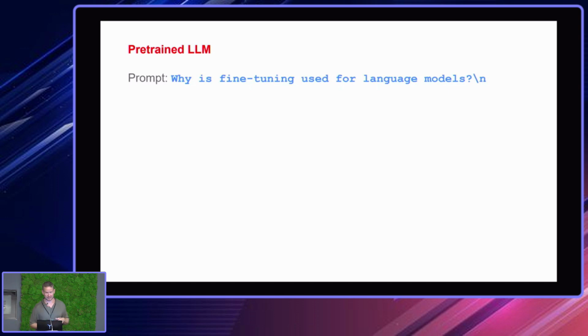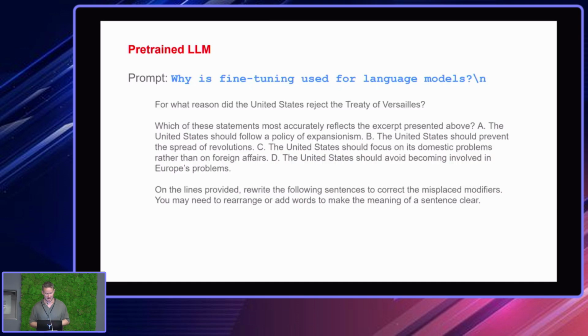Okay, but the concept of pre-training language models, I think, is pretty stable and important. So just yesterday I took a pre-trained language model that has not been fine-tuned at all, and I prompted it with the prefix, why is fine-tuning used for language models, and then the new line character. And the continuation was then, for what reason did the United States reject the Treaty of Versailles? Which of these statements most accurately reflects? It's just hallucinating exam questions, I guess you might get somewhere, which is very different than if you go to ChatGPT or Gemini and you ask this question.